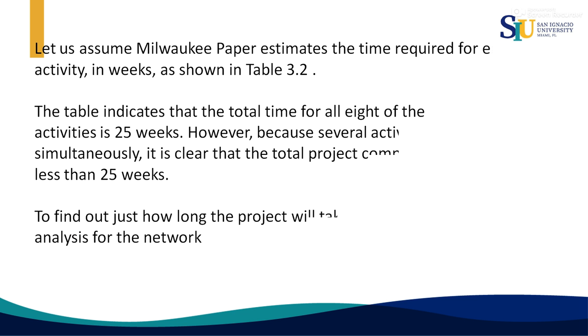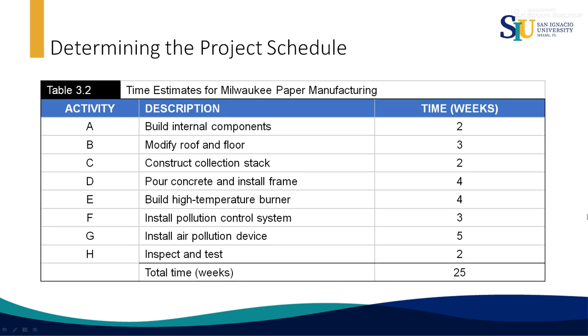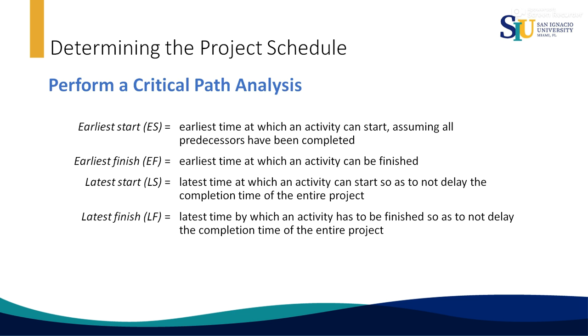In this table, you can see that each activity has a certain number of weeks to be completed. Of course, if you do these activities in sequence, it will take 25 weeks to complete. But as you know, some activities can be done in parallel, and some activities cannot start until other activities have been completed. Then we need to draw the network first, and then using this time, we are going to determine the critical path. For doing that, we define 4 times.